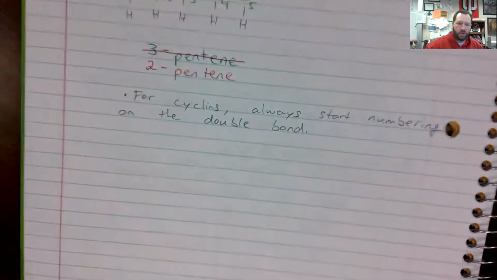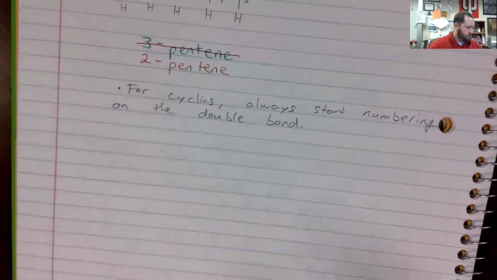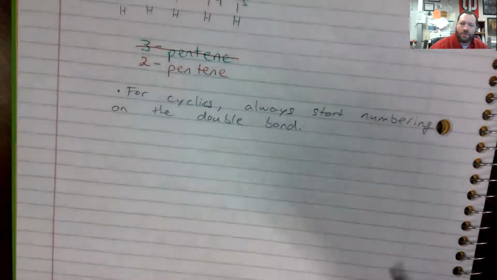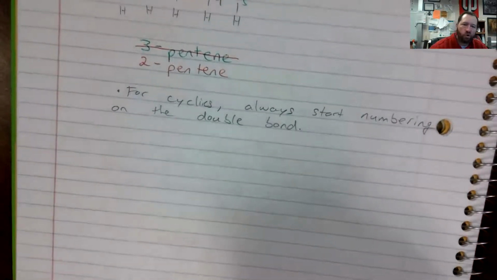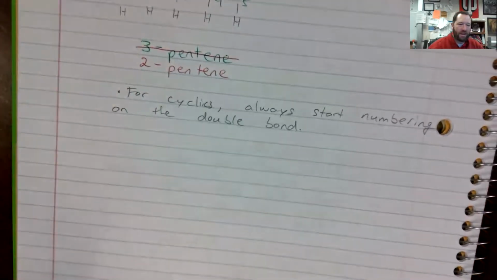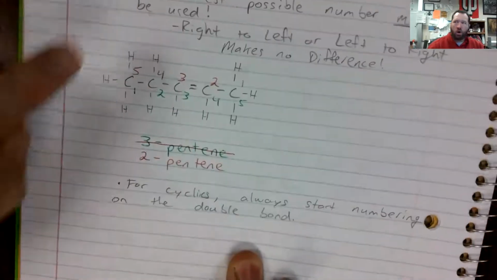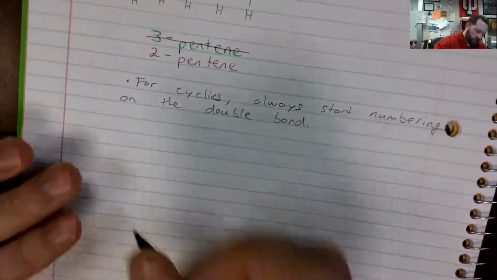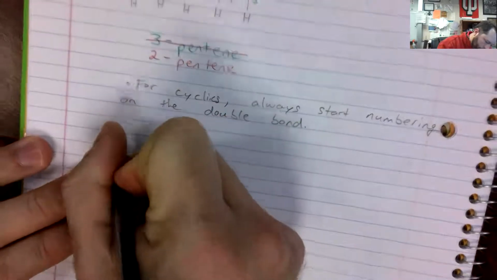So for cyclic carbons, so there's ones that go around a circle, it doesn't really matter where you start, which means you get to pick which of your carbons is number 1. So that being the case, and this being the rule, always choose to start on the carbon that has the double bond.